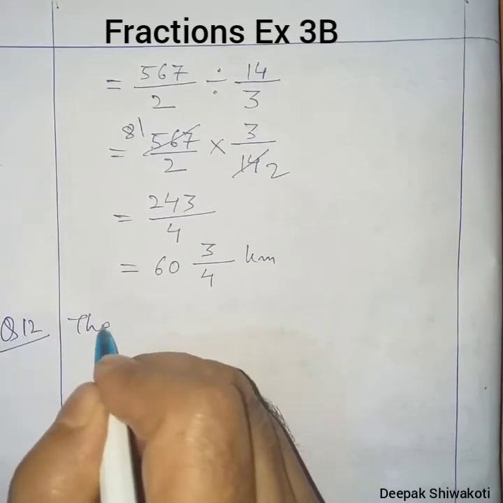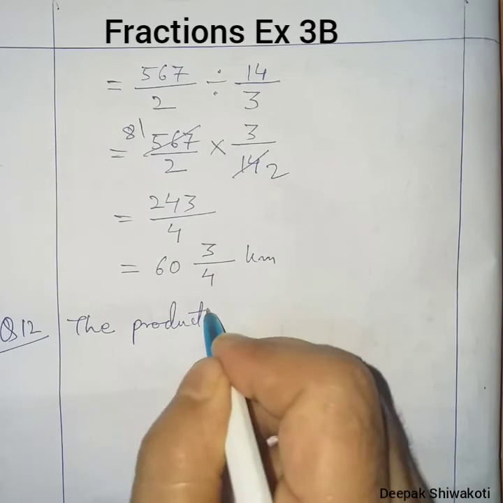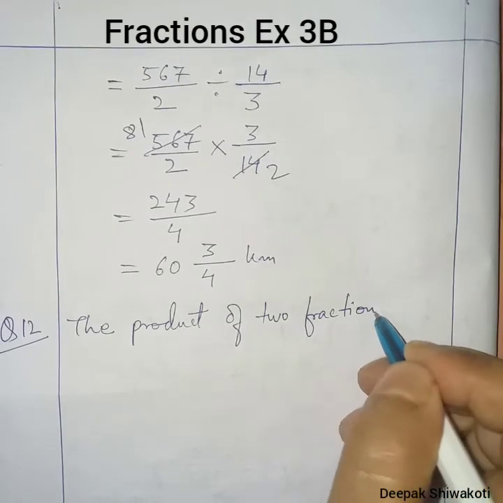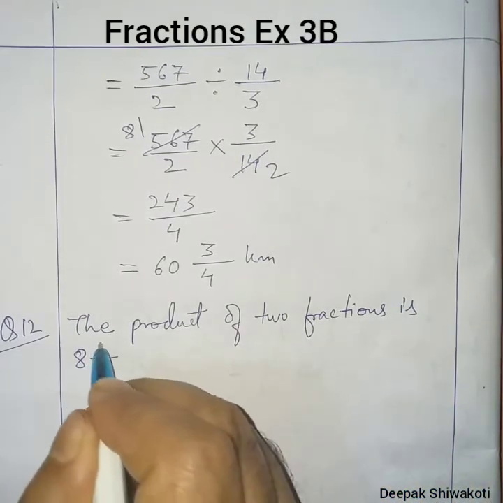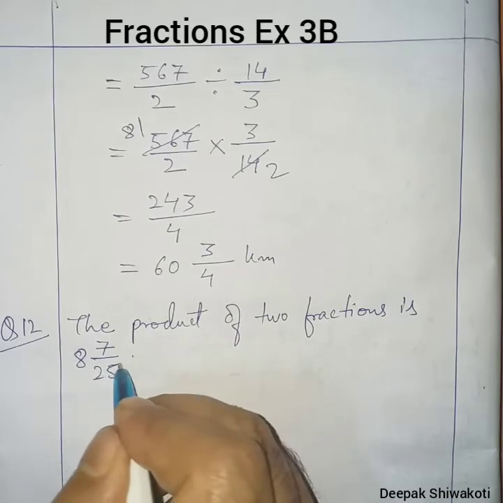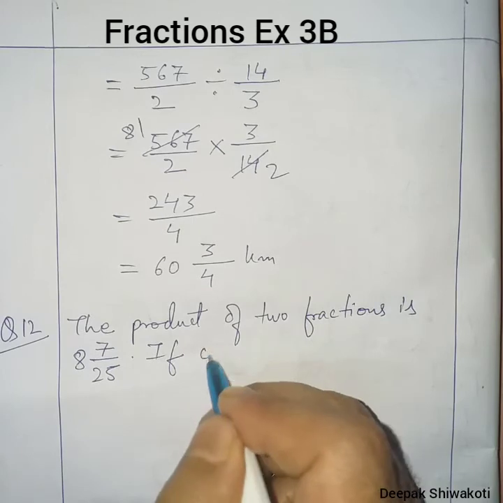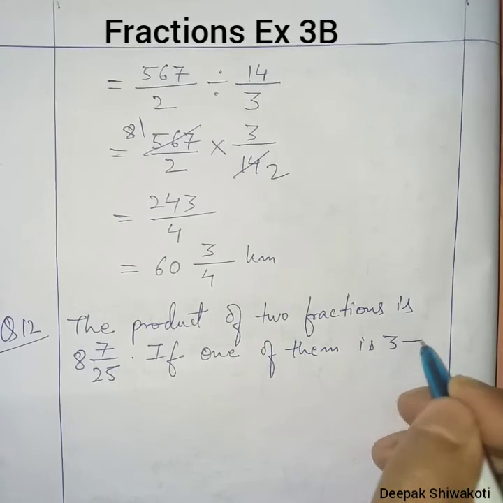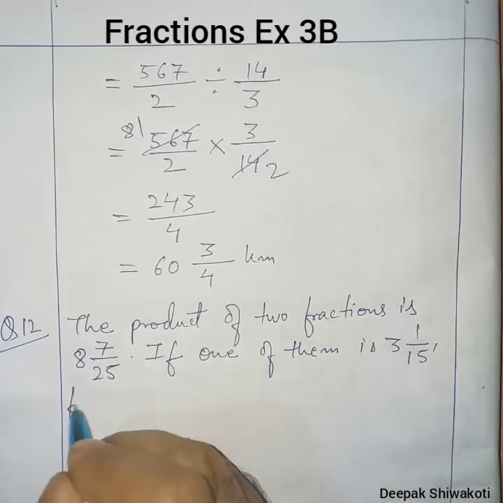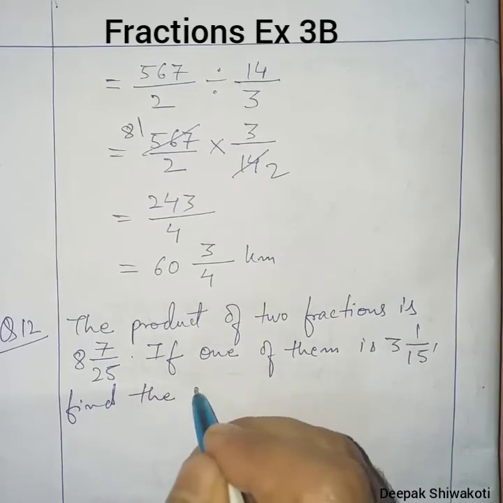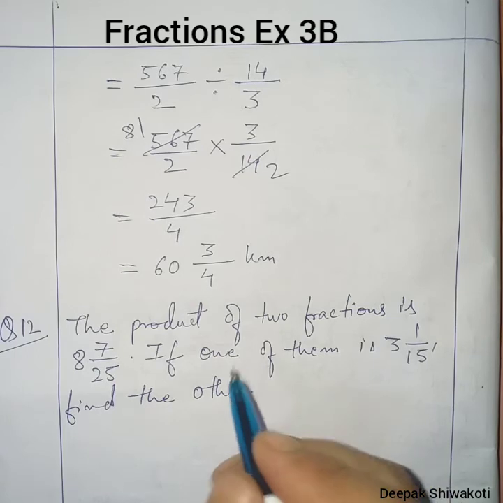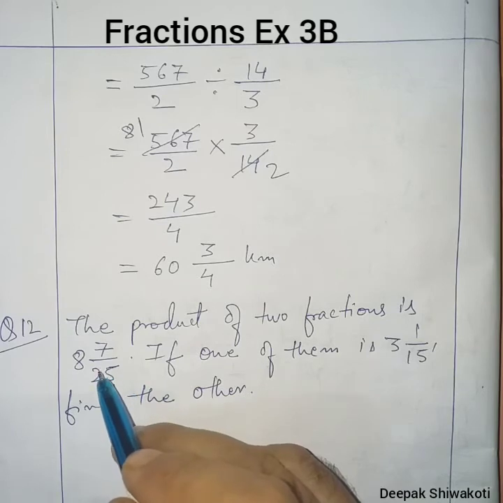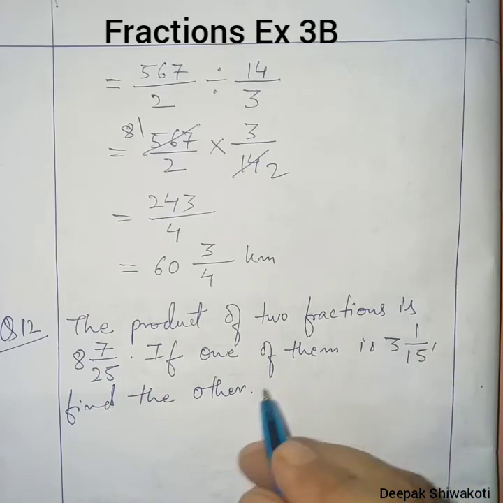Next is question number 12. The product of two fractions is 8 whole 7/27, if one of them is 3 whole 1/15, find the other. Okay, so here the product of two fractions is given, that means two fractions multiplied and we got this. If one of the fractions is this much, find the other. Very easy question.